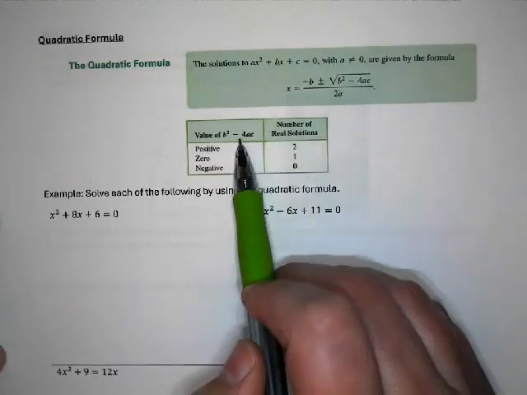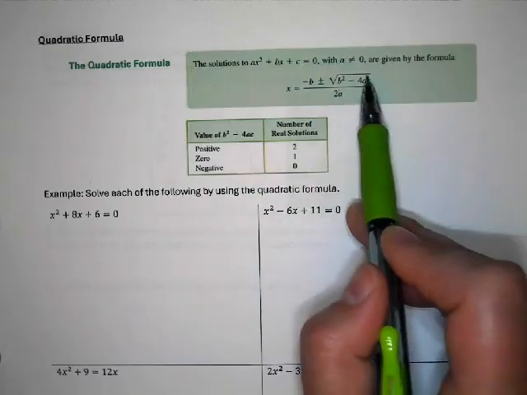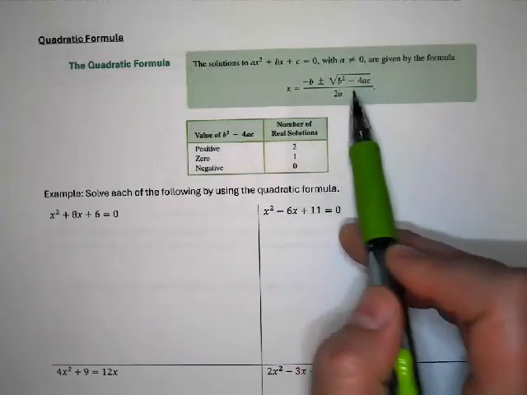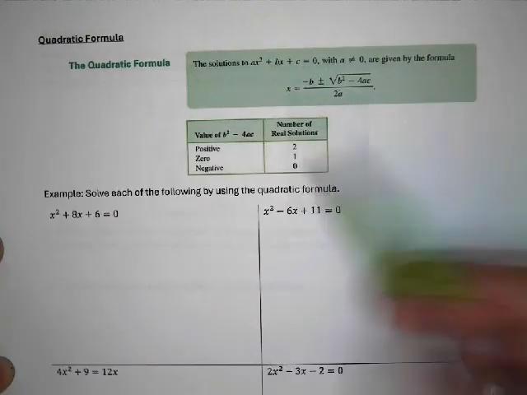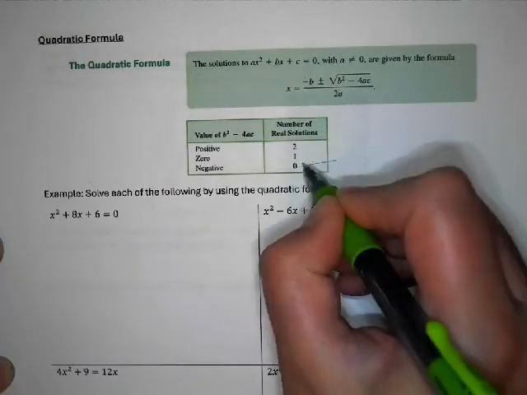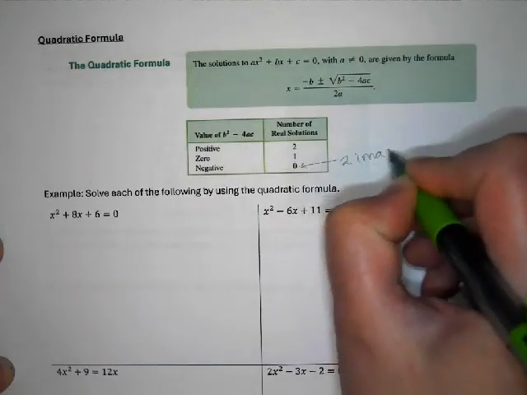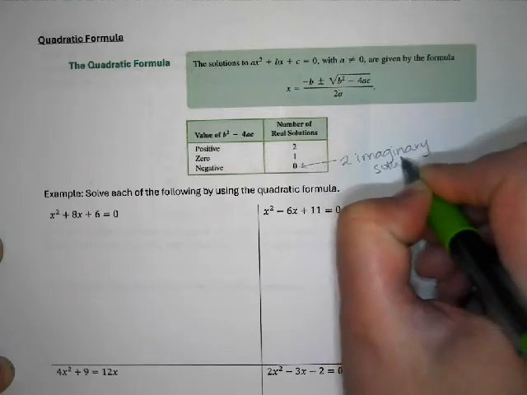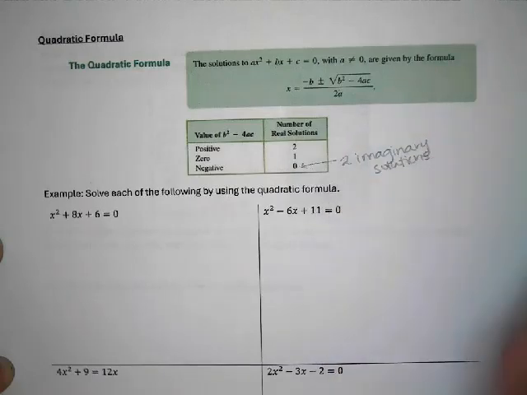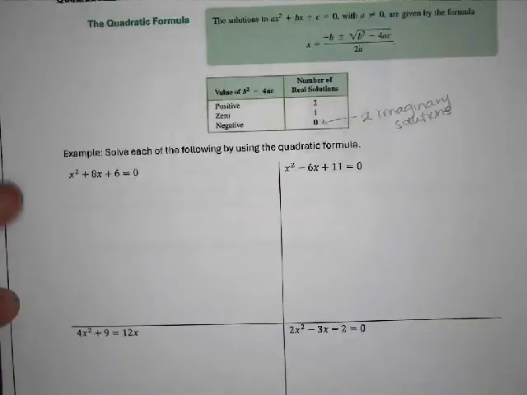This has to do with the discriminant. The discriminant specifically is the numbers that make up the inside of the square root. When you have 0 real solutions, that means you have 2 imaginary solutions. So it doesn't mean you have no answers. It just means that the answers that you have are going to have i's in them. Okay, so let's go ahead and practice this. This one is ready to go.